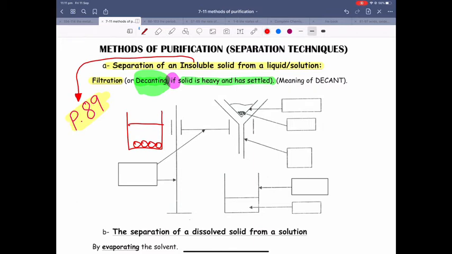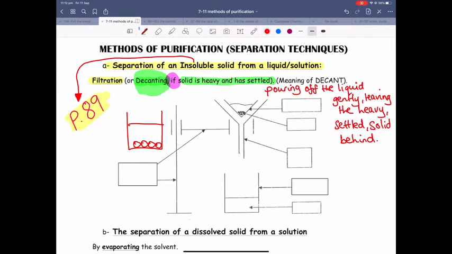And the meaning of decant is, can anyone tell me the meaning of decant? The meaning of decant is pouring off the liquid carefully, leaving the heavy, settled solid behind. Okay? And you can write the meaning of decant here. So that's the meaning of decant. Okay, make sure you copy that down. Let's just highlight that as well there. And you can highlight the meaning of decant.